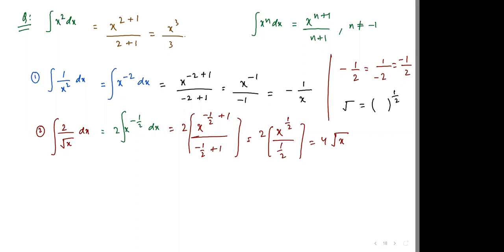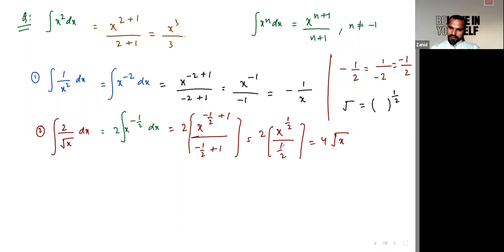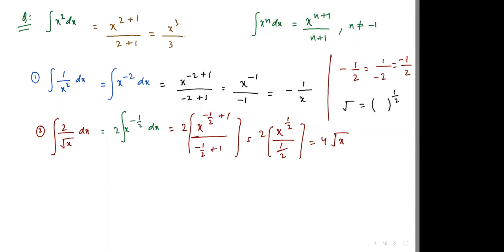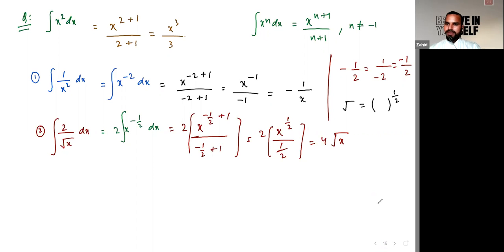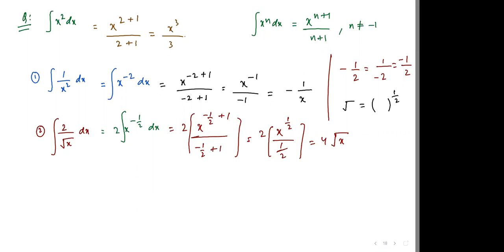Sir, can you explain the last step again? How did it become 4? We have 1 over 2 in the denominator, so this 2 will move to the numerator and get multiplied with 2. So it will become 4. Is it clear? Yes, sir. Do you have any doubt till this part, anyone of you? No, sir.